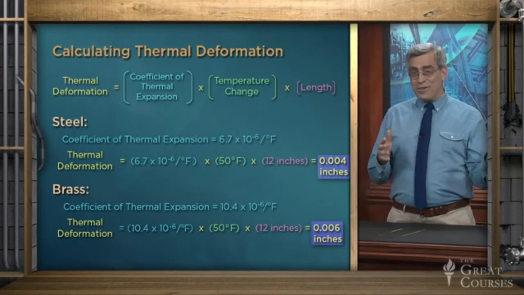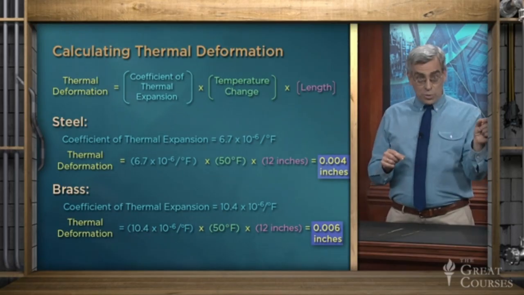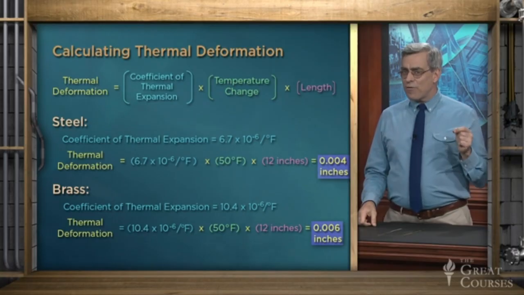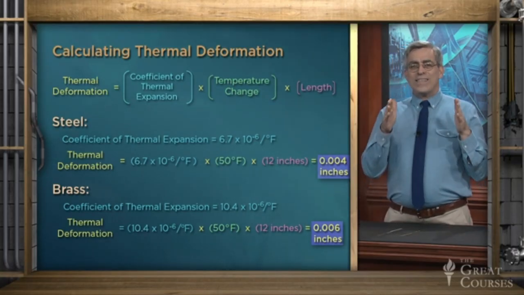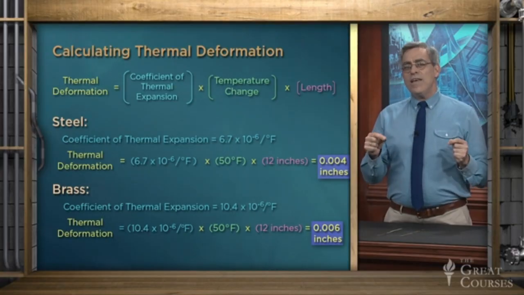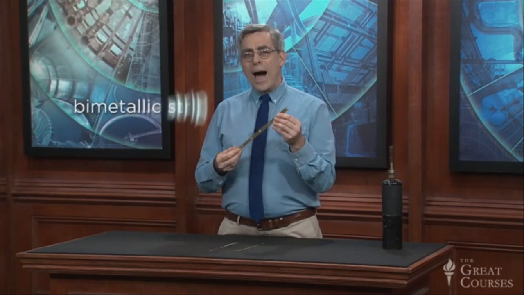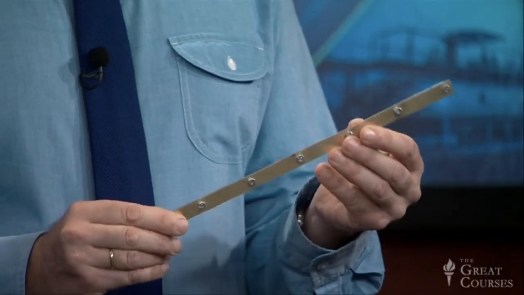And so there's good news and bad news. The good news is that thermal deformation is both predictable and easy to calculate. The bad news is that the actual amount of deformation is so minuscule that it would be extremely difficult to use as the basis for temperature sensing in a simple household device like a thermostat. But we can overcome this limitation by bonding these same 2 materials together, as I have here, to create something called a bimetallic strip.